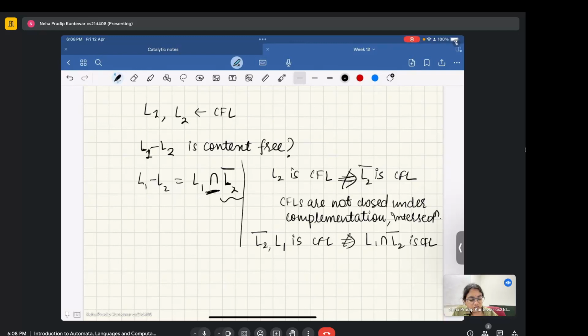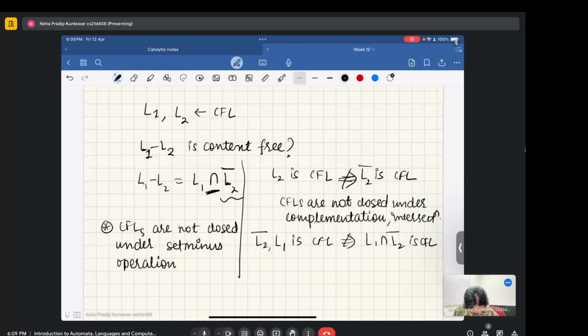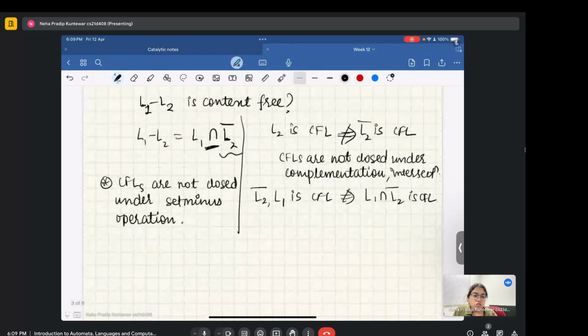So for these two reasons we know that L1 and L2 being context-free does not imply that L1 minus L2 is context-free. Therefore, CFLs are not closed under the set minus operation. So this is what we know.